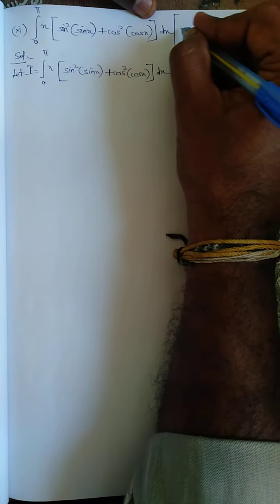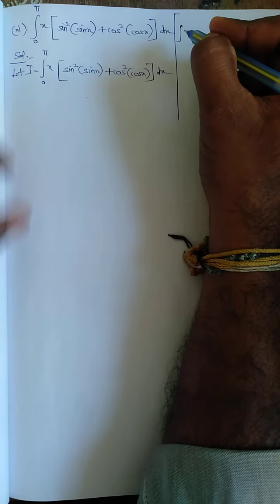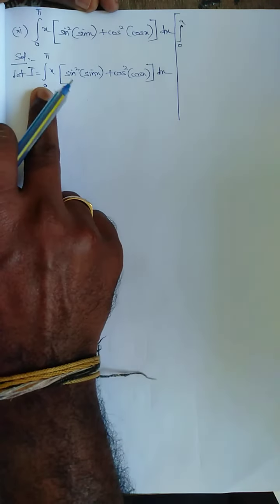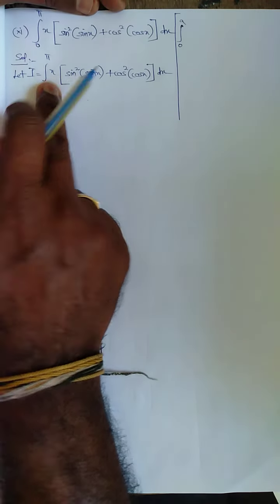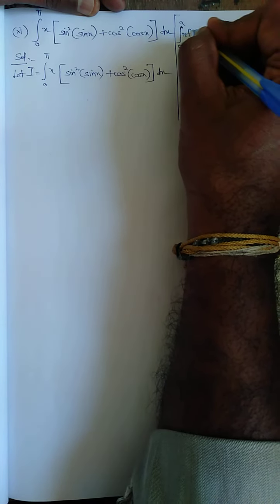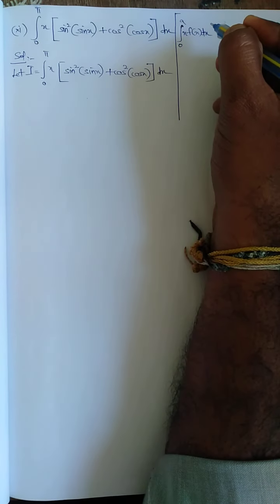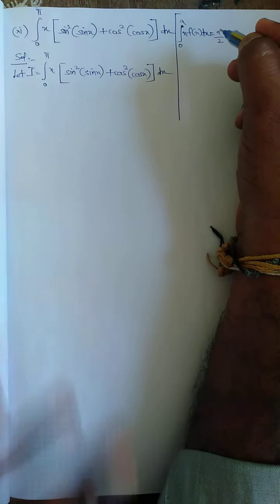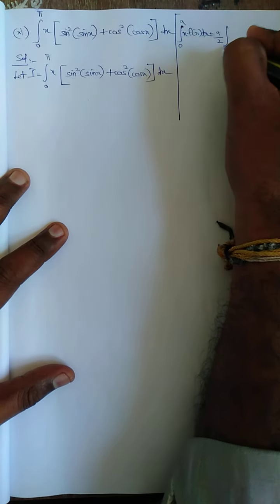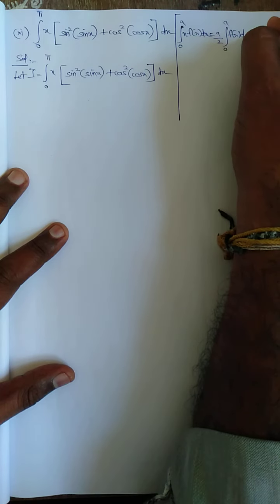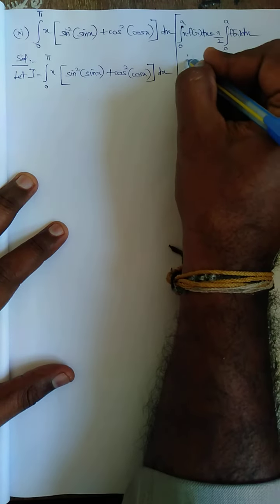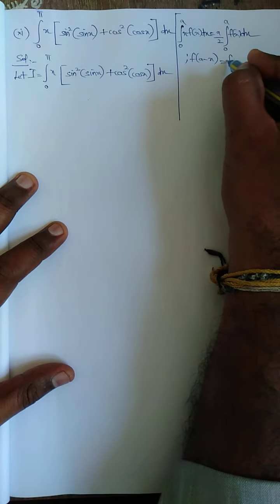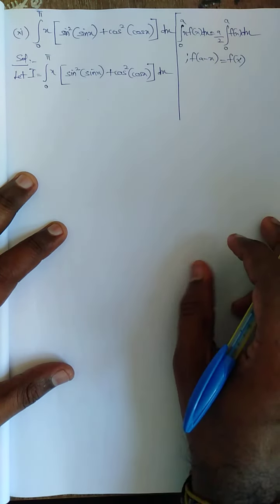What is the property? The property is, from 0 to a, we got x here. So once we got x here, what is the property we use always? Integration of x into f of x into dx can be written as a by 2 integration of 0 to a f of x into dx. But what is the condition we need to apply? f of a minus x is equal to f of x. This is the condition we applied.